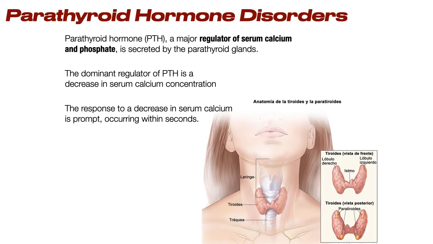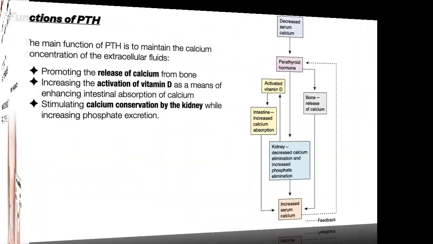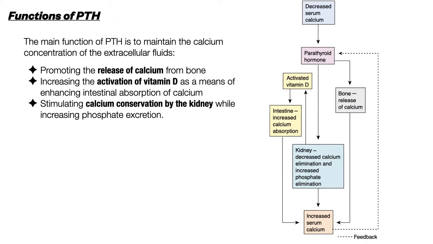And you have to know that the reaction of the gland is almost immediate because calcium is a very important electrolyte that has many effects, especially in muscle contraction and also in the internal vesicle transport of cells. So the main function of PTH is to maintain calcium concentration of the extracellular fluids, which is in balance with the intracellular fluid. So how does it do that?